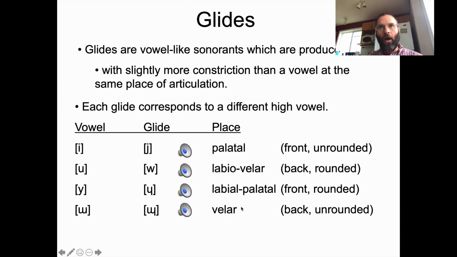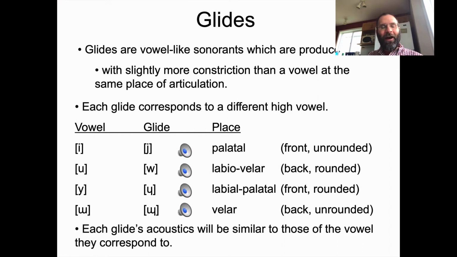So something like agua, agua. It's always difficult to produce those back vowels without wanting to get your lips involved too. That's ideally how it's supposed to be pronounced, as a velar glide. Okay, we've seen those before, so hopefully that's not too much of a surprise. What I want to add to this, again, is that each glide's acoustics is going to be similar to those of the vowel that they correspond to.